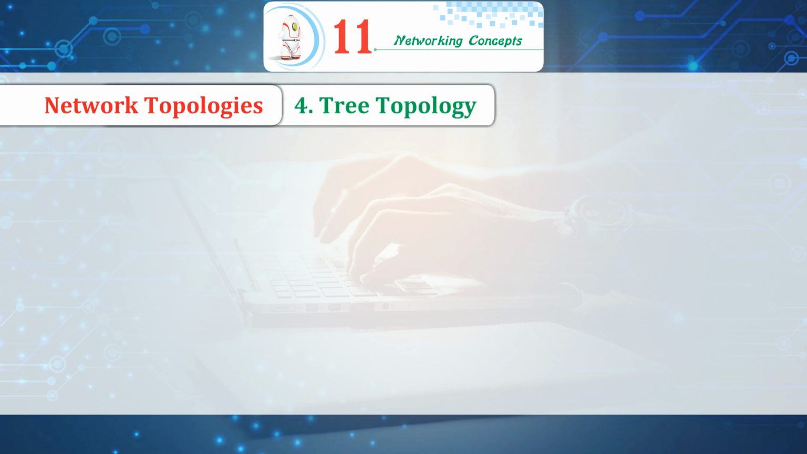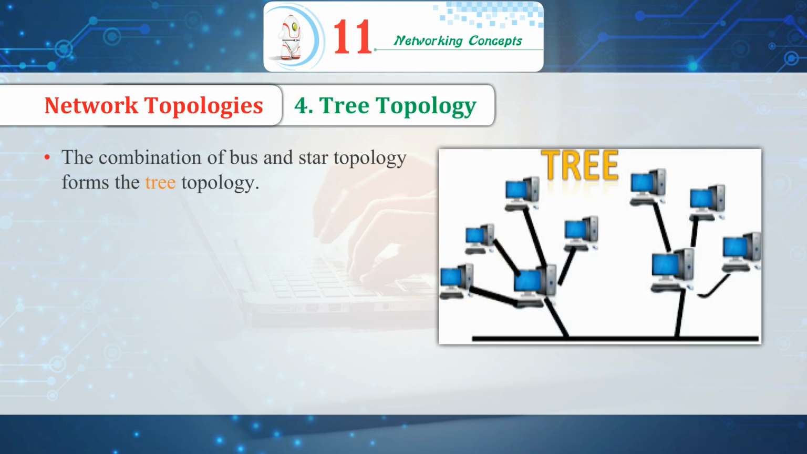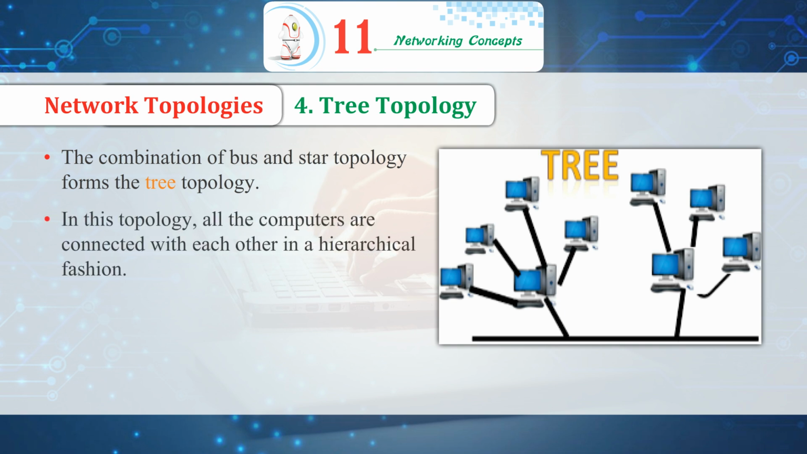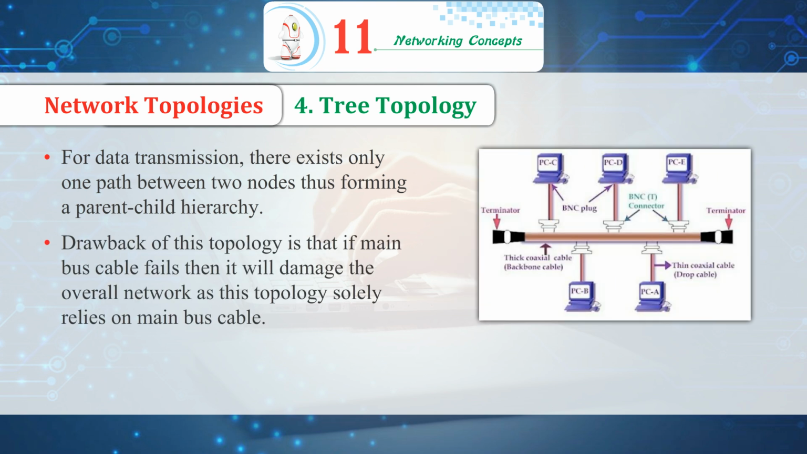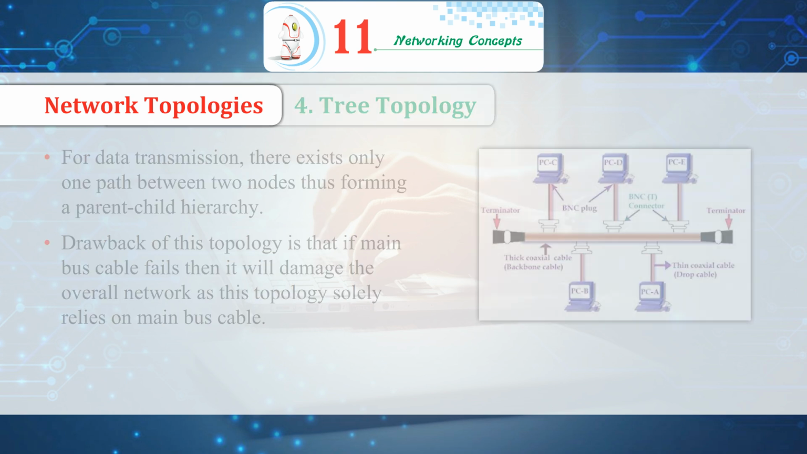4. Tree topology. The combination of bus and star topology forms the tree topology. In this topology, all the computers are connected with each other in a hierarchical fashion. The topmost node of this topology is called the root node. For data transmission, there exists only one path between two nodes, thus forming a parent-child hierarchy. The drawback of this topology is that if the main bus cable faults, then it will damage the overall network as this topology solely relies on the main bus cable.